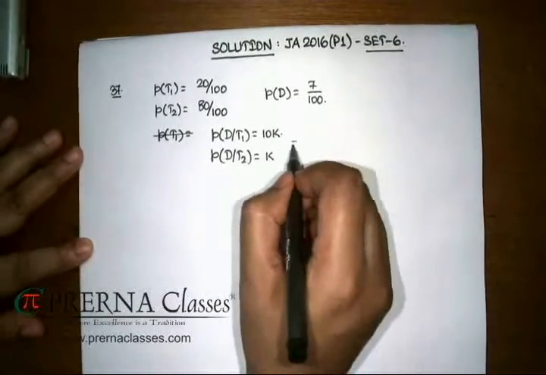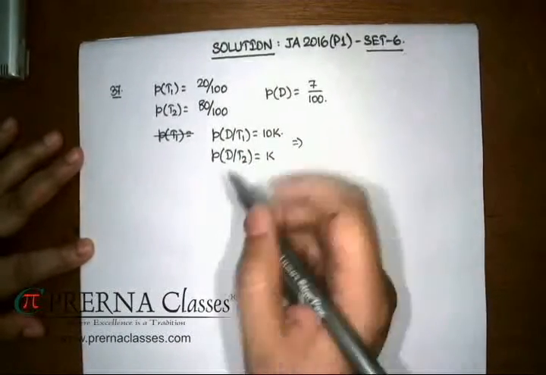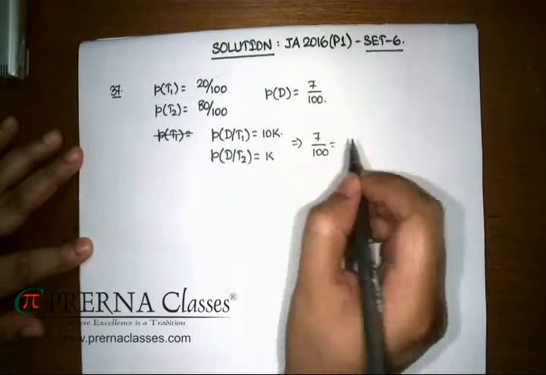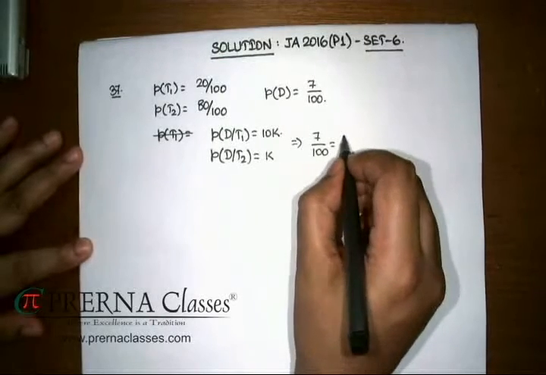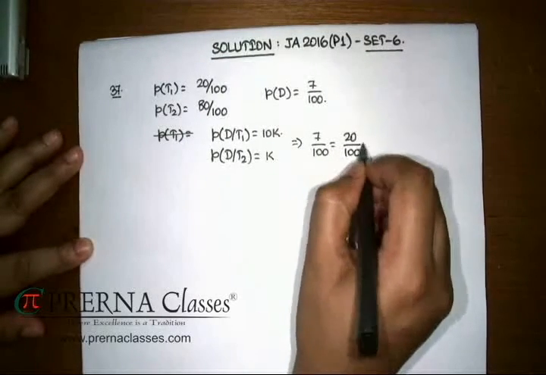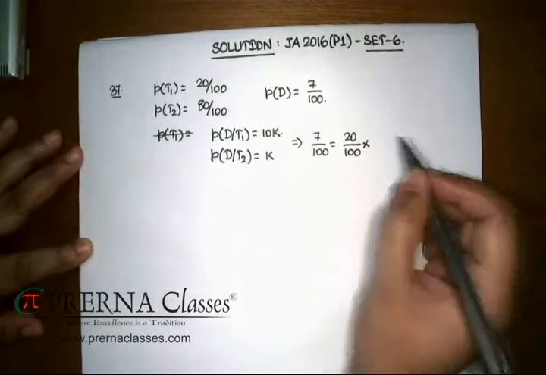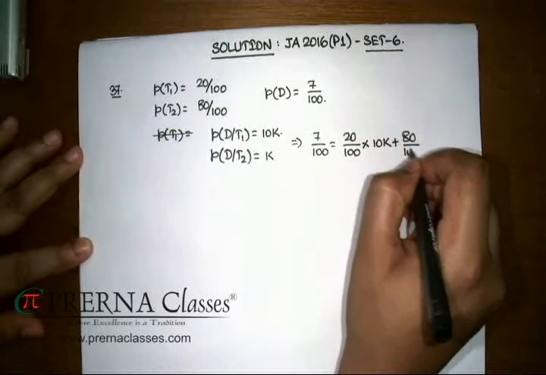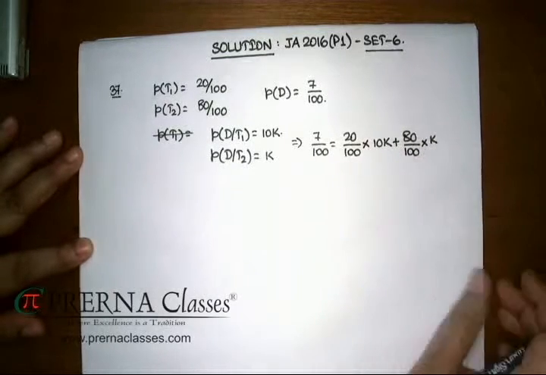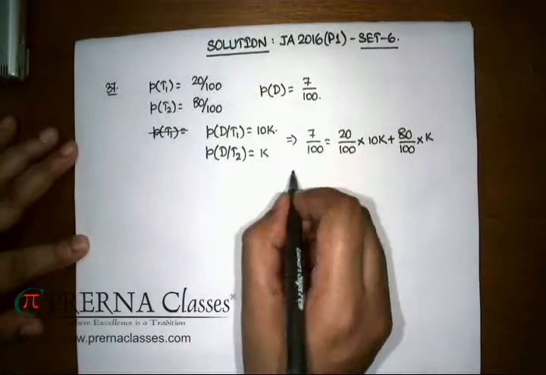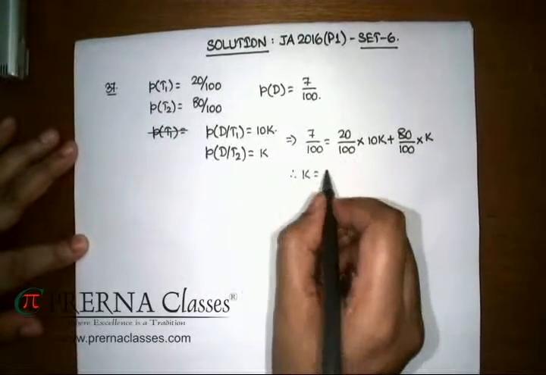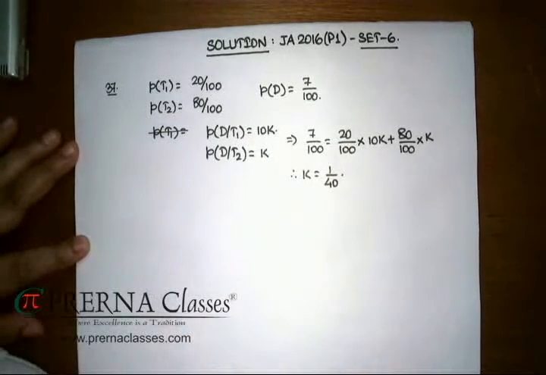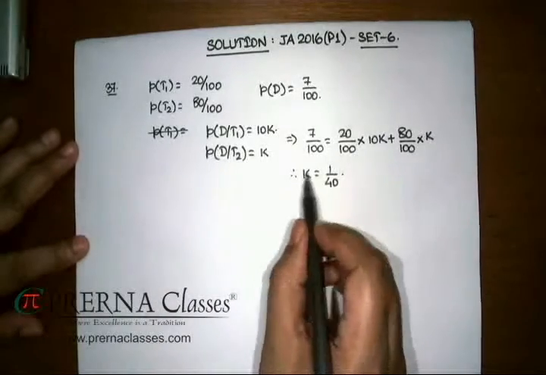And since these 2 events are exhaustive events, you can check then that this 7 by 100 is clearly going to be equal to, solving which we get K as 1 by 40. One thing you can notice here, that once you know K, you know these probabilities.